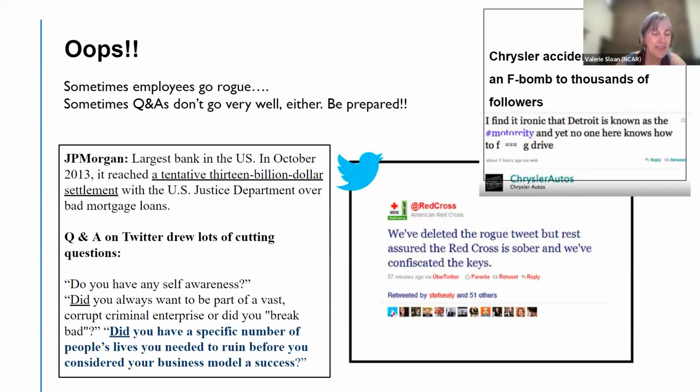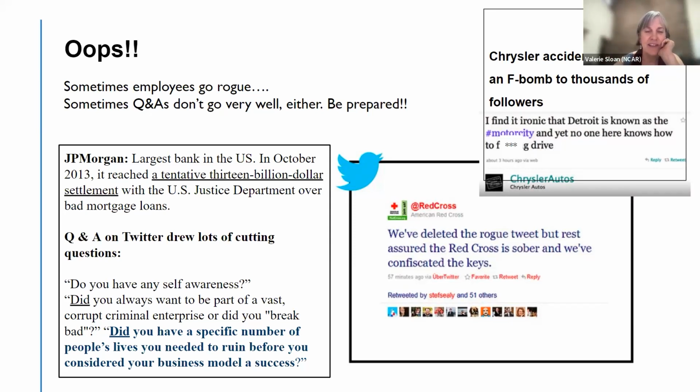Oh, sure. So yeah, there are companies that have somebody who goes wild. We had somebody at NCAR who was posting very politically hot stuff, and that wasn't really appreciated. If you look at the Red Cross, for example, down on the right, "We've deleted the rogue tweet, but rest assured the Red Cross is sober and we've confiscated the keys." It's a nice humorous way of apologizing and saying, we're on top of it.